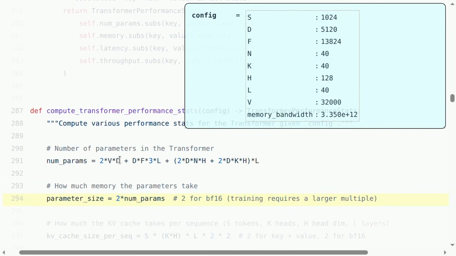And so you look at the embeddings, the MLP layers, the projections of the KQV. At the end of the day, you get some number of parameters. Assuming that we're doing BF16, which is always the case for inference, then parameters take up this many bytes.